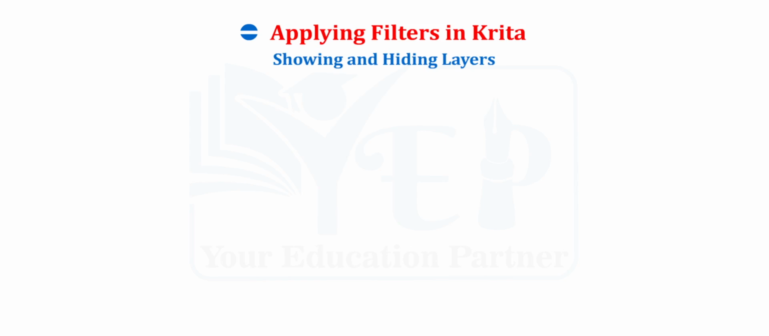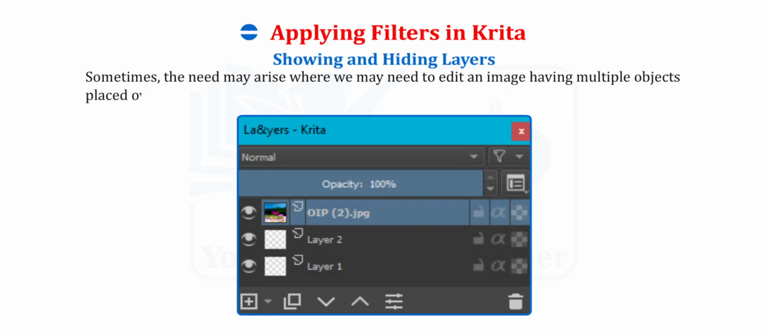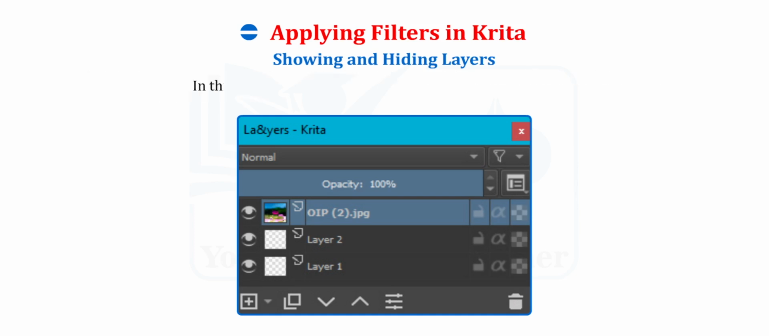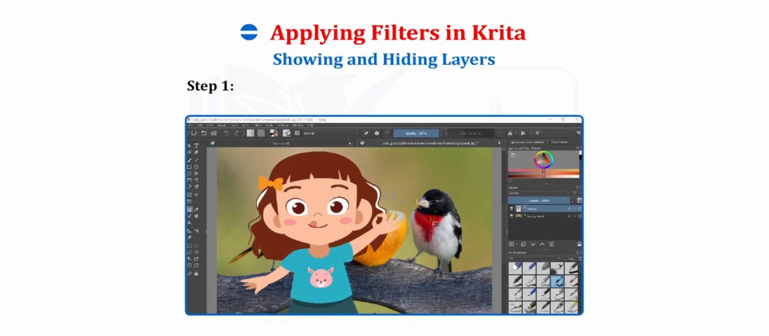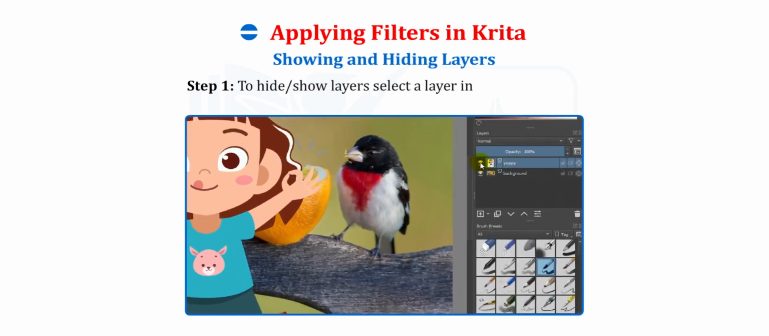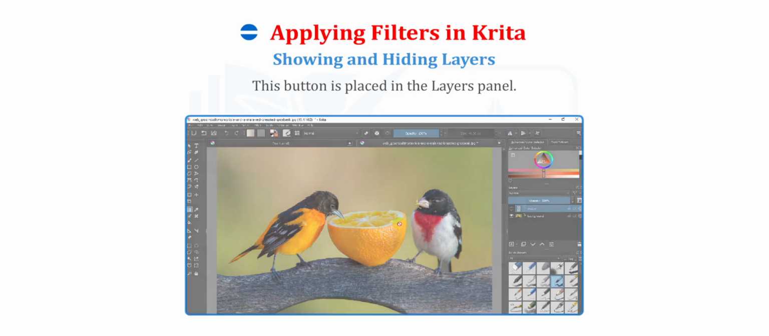Showing and hiding layers. Sometimes we may need to edit an image having multiple objects placed over different layers. In this case, we need to switch between the different layers. With Krita, we can easily switch between different layers using the Show/Hide button. Step 1. To hide or show layers, select a layer in the Layers panel. Step 2. To hide or show the layer, click on the button. This button is placed in the Layers panel.